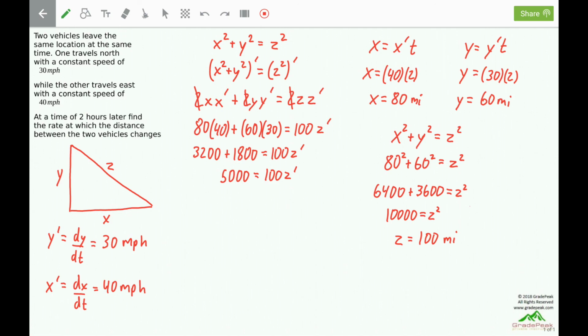And now we can divide both sides by 100. So z prime will be 5,000 over 100. That comes out to 50. So z prime, or dz/dt, the rate at which the distance between the two vehicles changes, is 50 miles per hour.